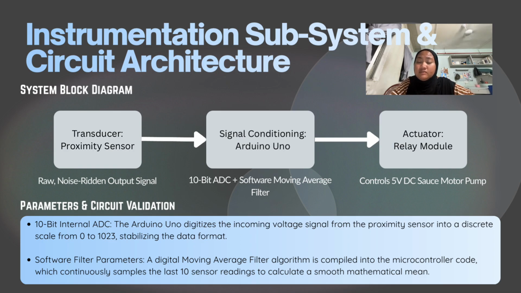To fix that, the signal is sent to our second section, which is the Arduino Uno. This acts as our signal conditioning, where it cleans up the data using a 10-bit ADC and a software moving average filter. Once the signal is clean and stable, the Arduino finally sends a command to our last section, which is the relay module, that switches on the 5 volt DC source.